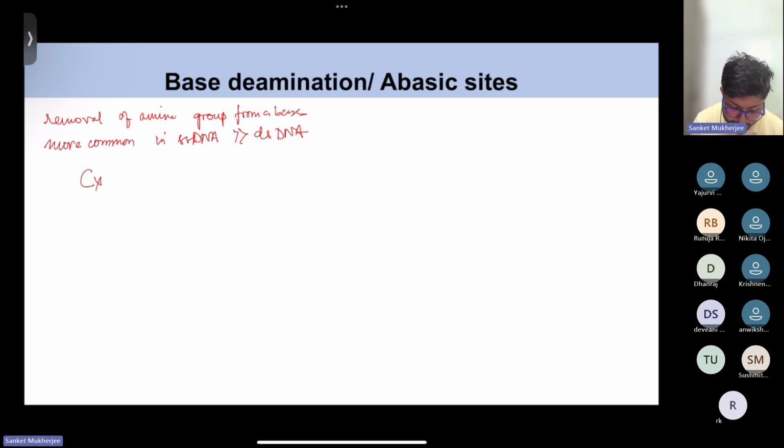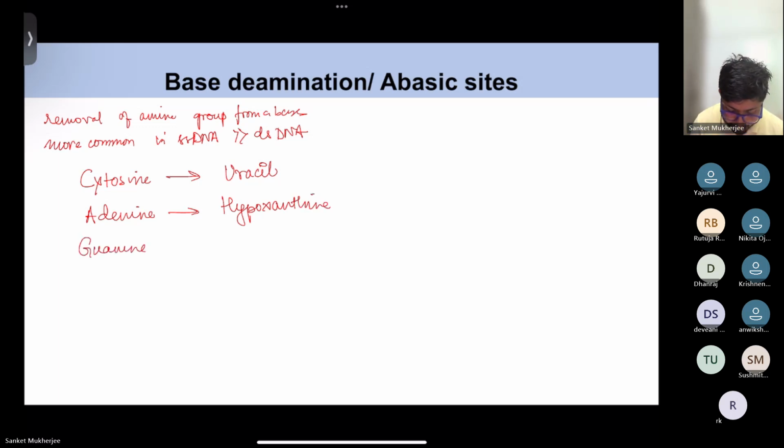If it happens with cytosine, deamination of cytosine will produce uracil. We already discussed it. If adenine is deaminated, it will form hypoxanthine. If guanine is deaminated, it will form xanthine. And 5-methyl cytosine, this is the most common form of deamination, if it is deaminated, it will form thymine.